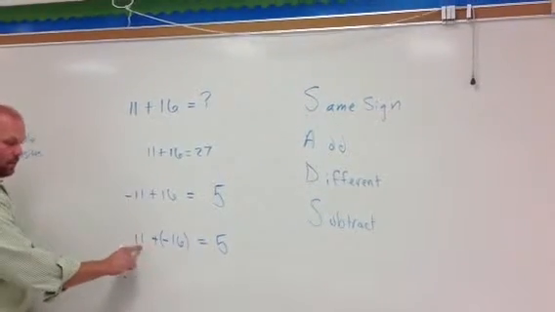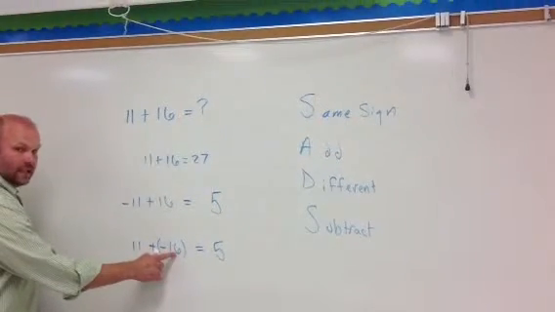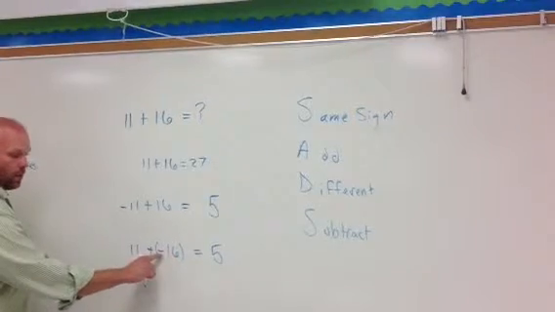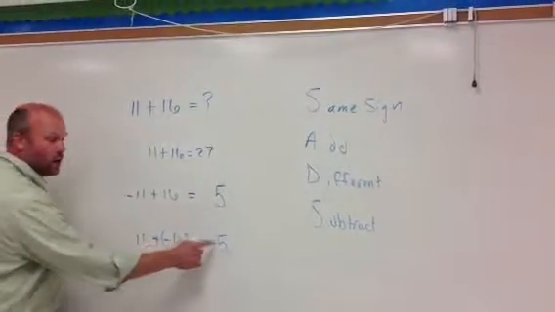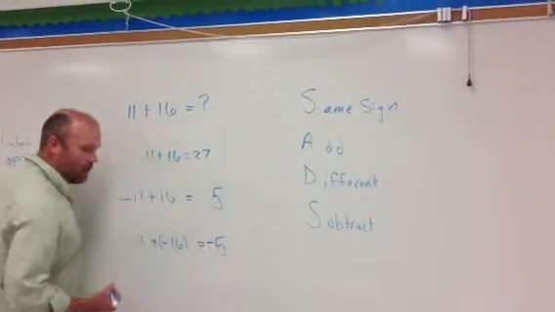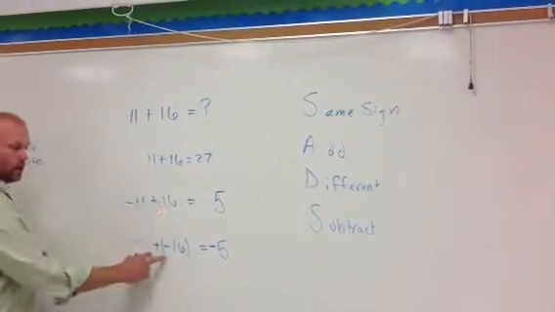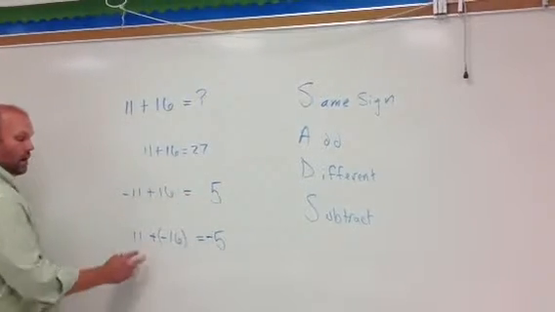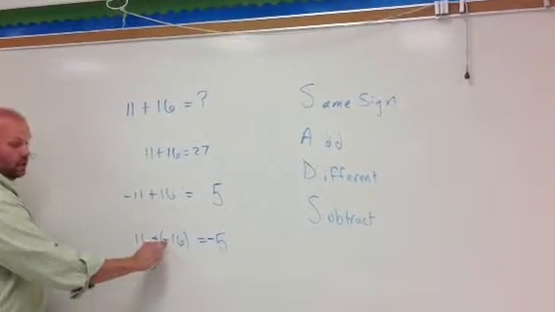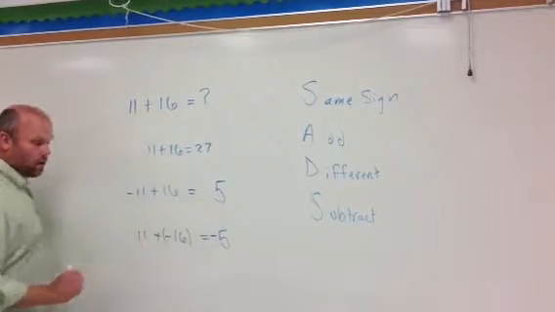But this time, the bigger number happened to be negative 16. So we take the sign of the bigger number. 16 is the bigger number, and the sign in front is negative, so our answer in this case is going to be negative 5. These two problems look similar. In the first, the positive number was bigger, so it's positive. In this case, 16 was bigger, and 16 was negative, so my answer is negative.